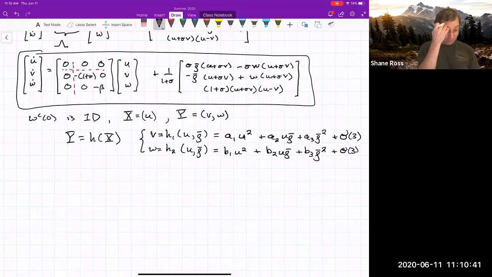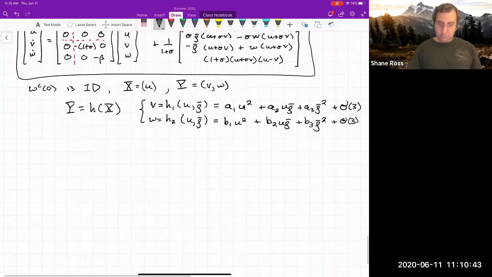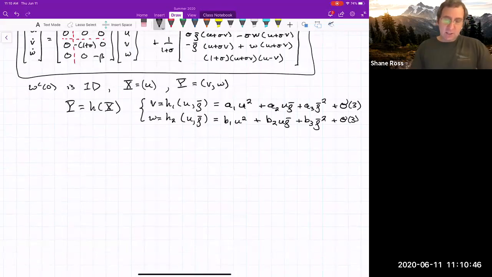Okay. And then we've got the tangency condition becomes 2 scalar tangency conditions.